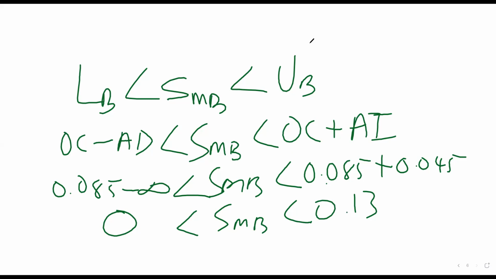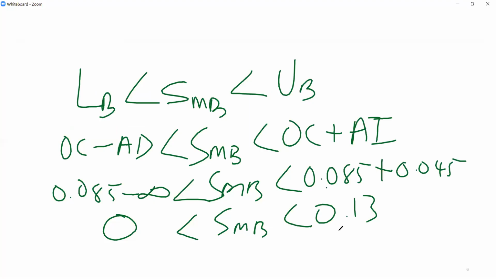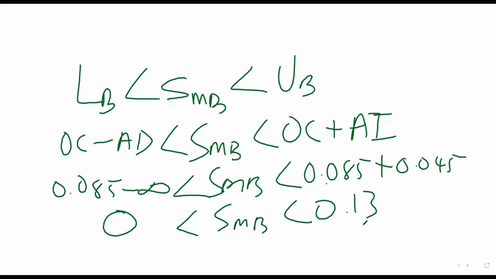What is the optimal solution? Let me take you to the Excel. The optimal solution is to produce these treasury bills and the growth stock fund. That optimal solution will not change as long as you are within the sensitivity range. But as soon as you exceed that sensitivity range, as soon as you go above or below, then the optimal solution would change.